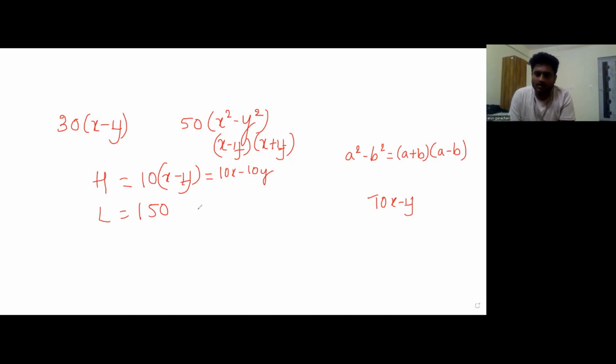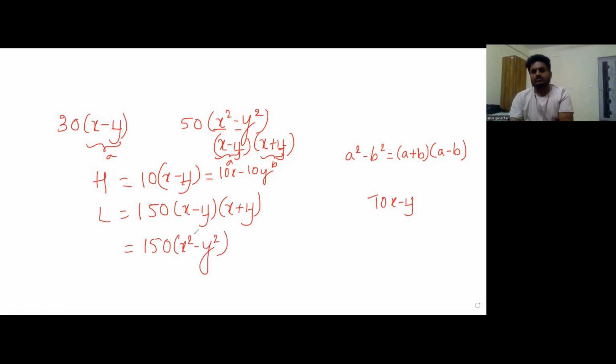How about the LCM? x square minus y square only. Why? Because this will be considered as a, and this will be considered as b, so it will be all the terms, a and b. So it will be 150 into (x minus y) into (x plus y). Again, we have to write it back in the original form. We derived x square minus y square as (x minus y) into (x plus y), so we again get (x minus y) into (x plus y). Getting this? Yes, sir.